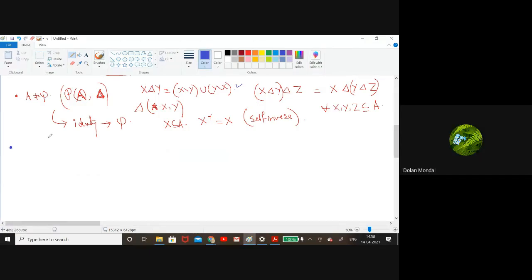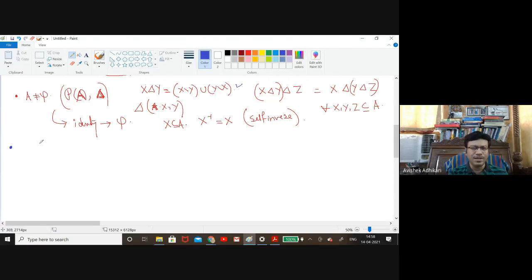A set of n cross n invertible matrices with respect to multiplication. Very good. So what she says, I'm just writing. Say G is the collection of all n cross n non-singular matrices.